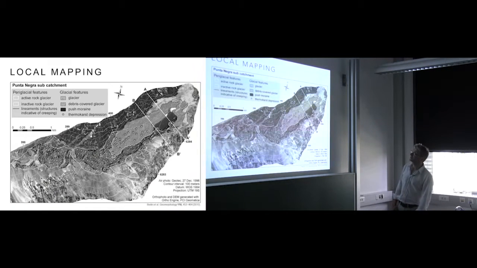And this becomes clear if you map these things locally. This is just one rock glacier mapped, and you can see the different things. There's a glacier, an active rock glacier, an inactive rock glacier, a debris-covered glacier, a push moraine. Hell yeah, there's even lineaments. So it's a lot of difficulty to actually map these things in the first place.